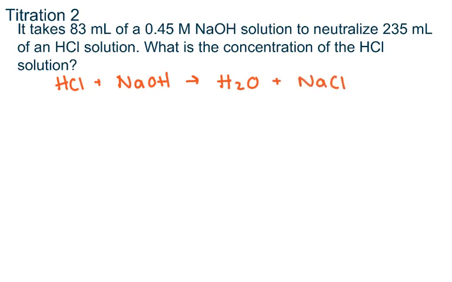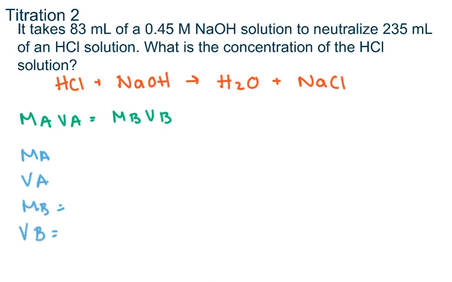Okay, so now let's write down our formula. MaVa equals MbVb. Now, inventory: Ma, Va, Mb, Vb. So let's see what we have in our word problem. It takes 83 milliliters of 0.45 molar NaOH. So that's my base, or my OH minus, my hydroxide ion. So the volume of the base is 83 milliliters, and the M of the base is 0.45 molar.